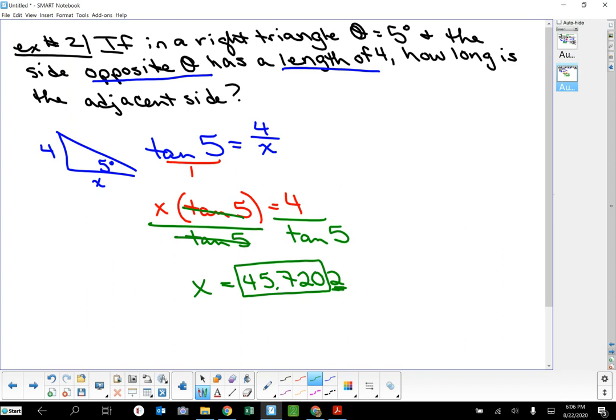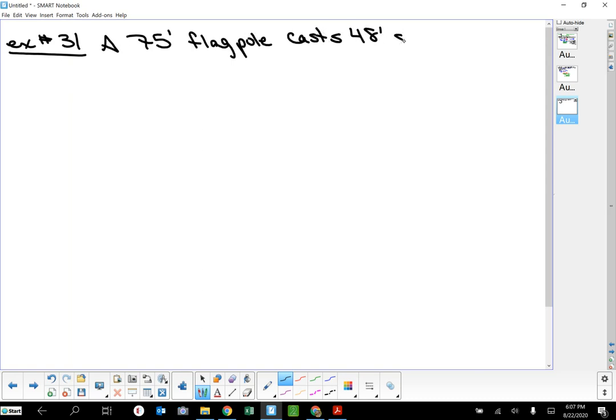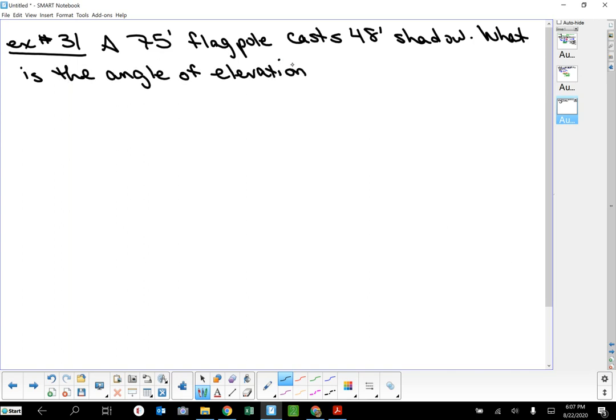This one, you're given 2 side lengths, you don't know the angle. So let's take a look at this guy. Example number 3 says a 75-foot flagpole casts a 48-foot shadow. What is the angle of elevation to the sun?